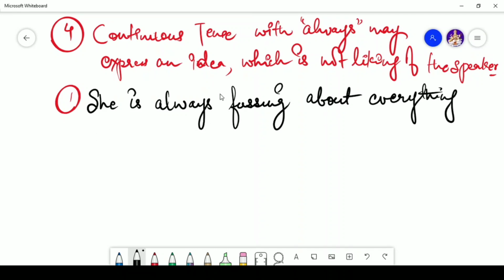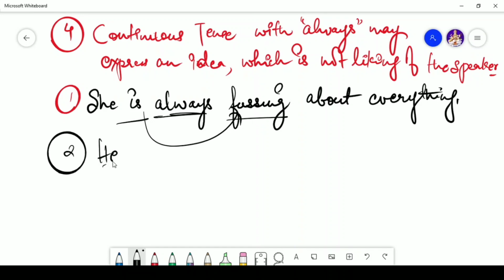Okay, so in this sentence I'm saying that she is always fussing about everything. Means whatever I'm trying to do, she's just not happy. She is always trying to pull out mistakes. Okay, so I'm actually not happy with her behavior, and I'm making use of always. So whenever always is used, present continuous tense is used.